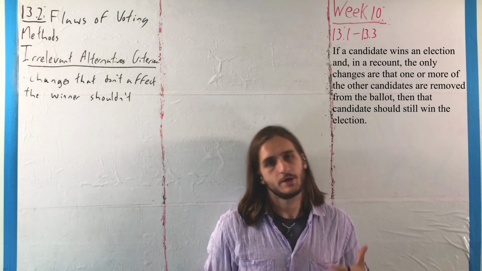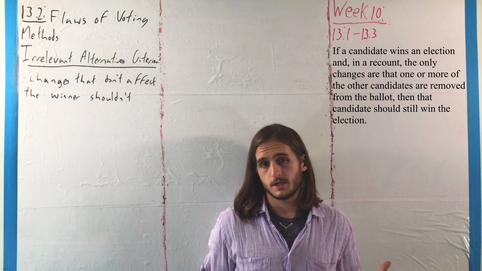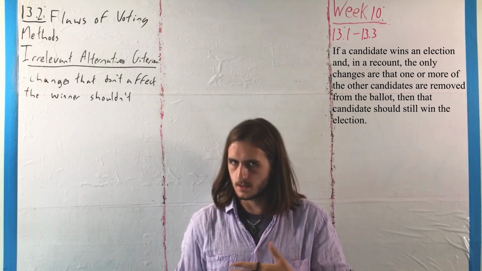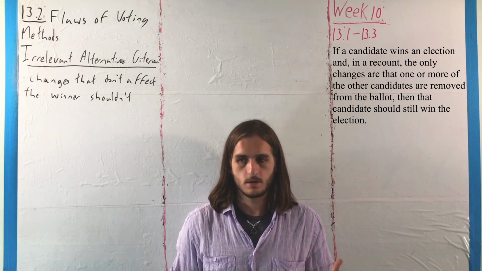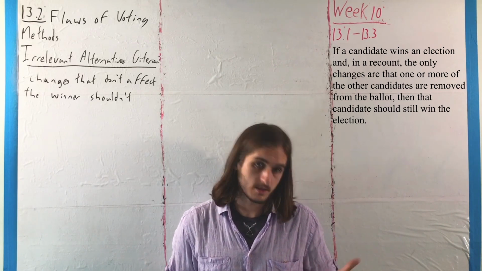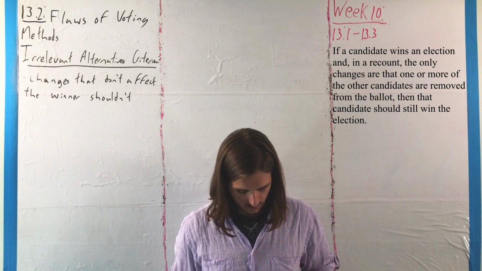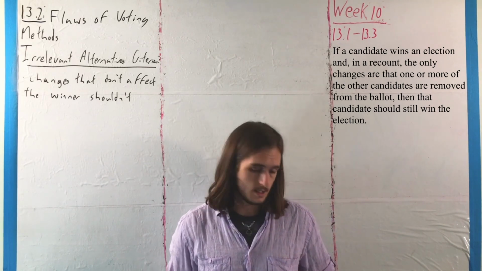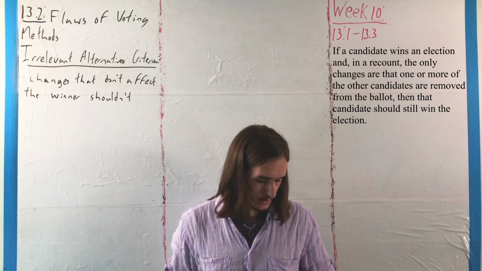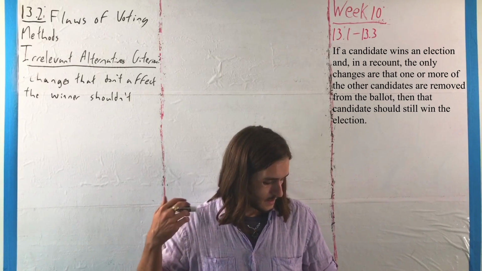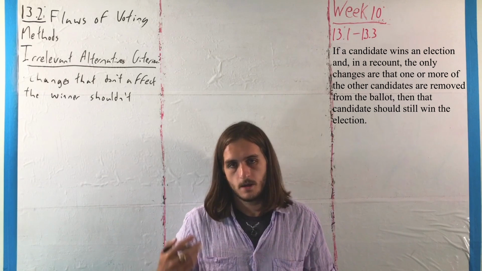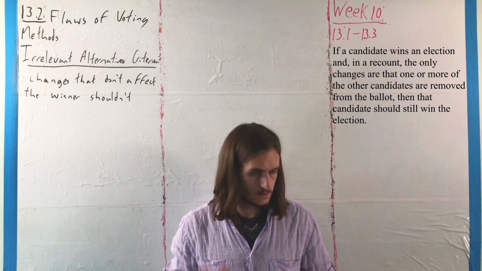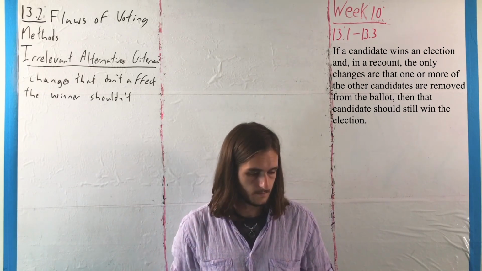So our last criterion here is very similar to the monotonicity criterion, which essentially says that if options that shouldn't affect the winner are removed, they shouldn't affect the winner. That is, if a candidate wins an election and in a recount or a re-election, the only changes are that other candidates get removed from the ballot, then the original winner should still be the winner.